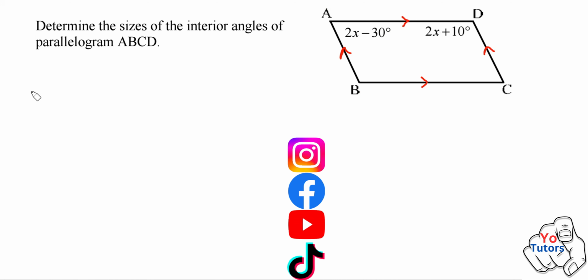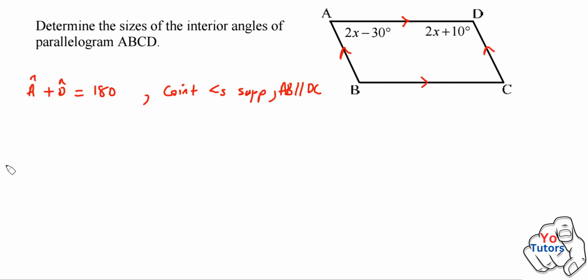So now what are we going to do here? We're going to say, okay, A plus D must be equal to 180. Why? Co-interior angles are supplementary. Why are you saying that they are supplementary? Because we know that AB is parallel to DC. That's what is giving us that confidence. So this is what you need to understand, guys, that this is how you should write it.